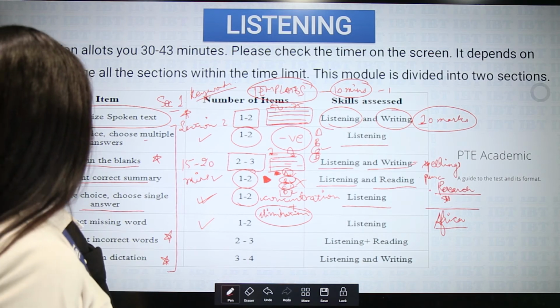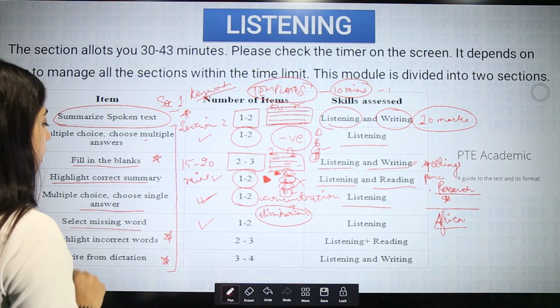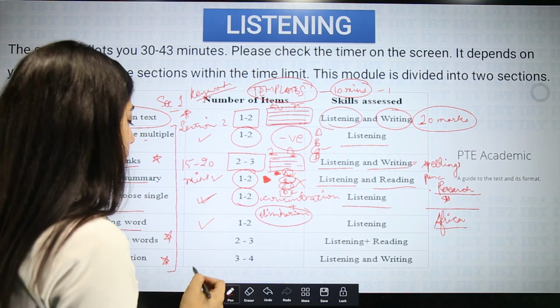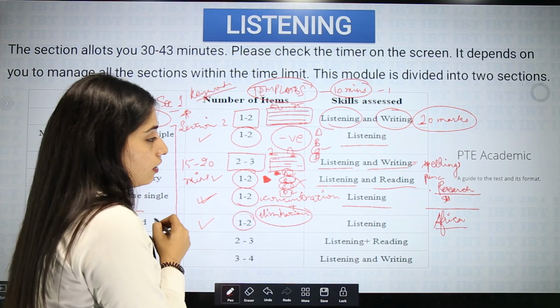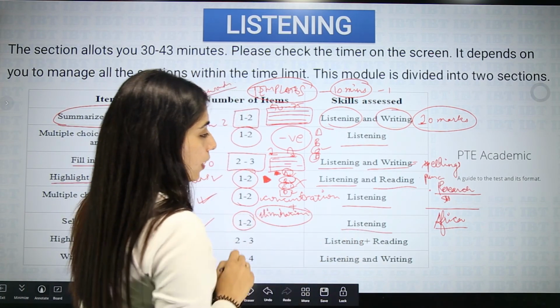Then comes select missing word. Select missing word में क्या होगा, आप एक ऑडियो सुन रहे होंगे and there will be ideally 1 to 2 questions in the exam, only listening will be evaluated, right?